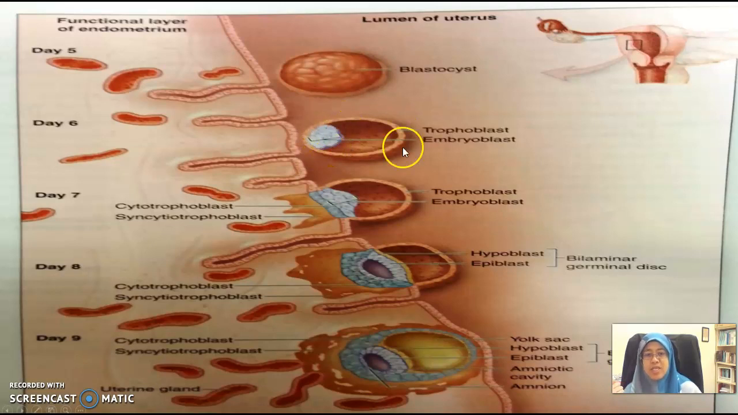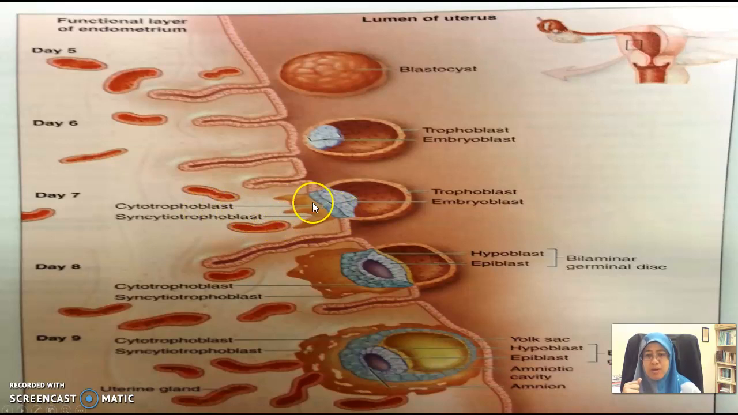Okay, so next, this is the late stage of the early blastocyst. As they go along the uterus, you can see they try to implant themselves on the wall of the endometrium. So you can see the trophoblasts undergo differentiation. Okay, this time they form two different types of cells. The brownish color here, we call syncytiotrophoblasts, and the blue color here we call cytotrophoblast.